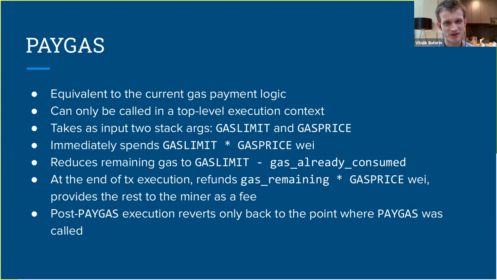If some failure happens during verification execution, then the transaction is just either invalid or it doesn't pay a fee, so it cannot be included at all. But if some out of gas or some other exception happens after the pay gas, then it reverts back until the pay gas, right? So basically it reverts only back until after the verification execution and after the transaction fee was paid.